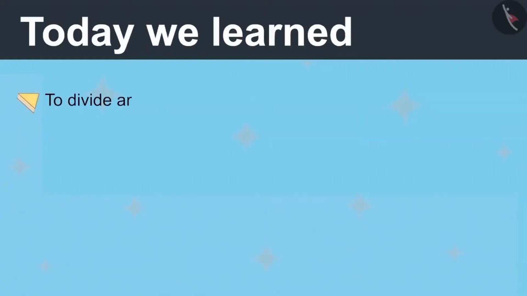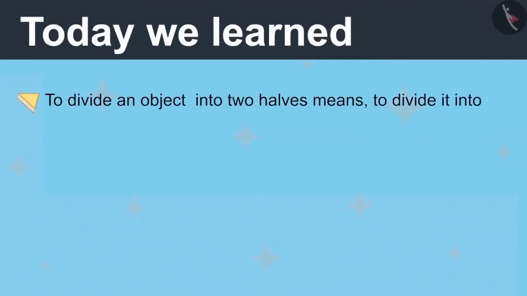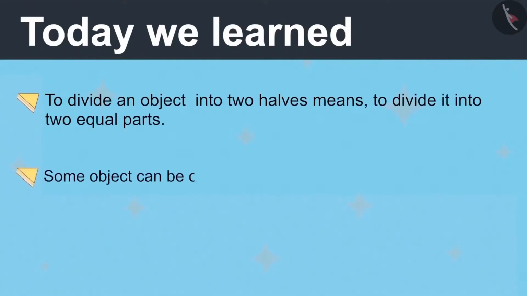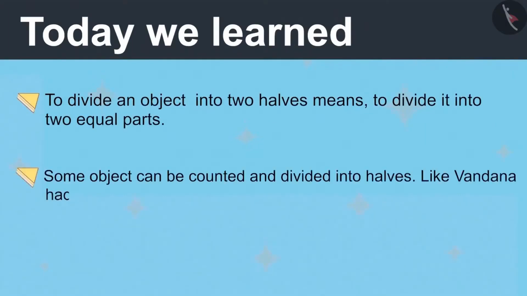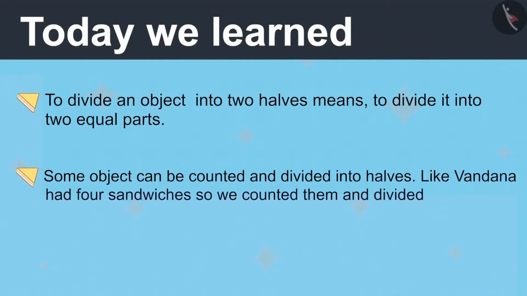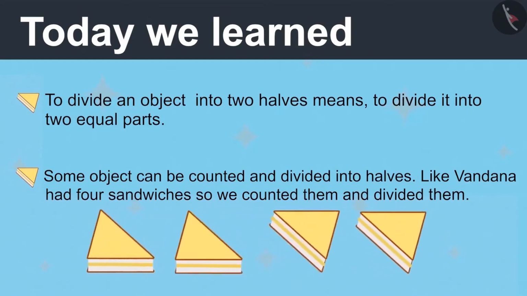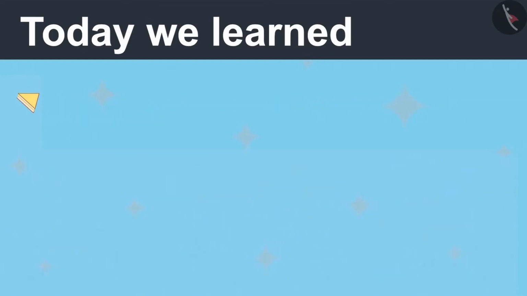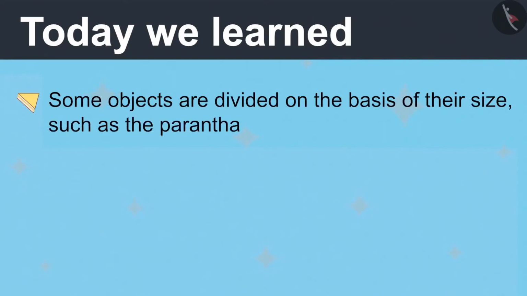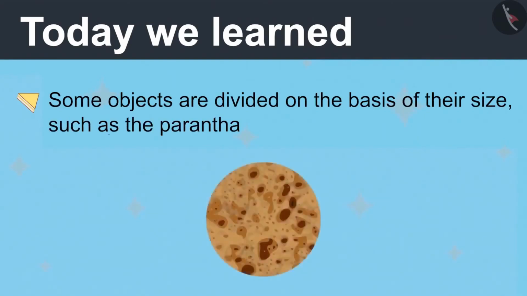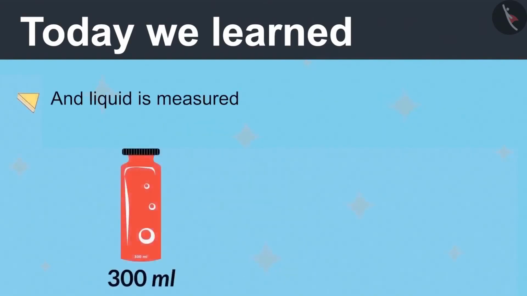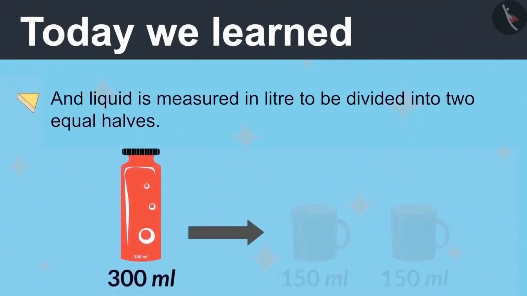Today we learned that to divide an object into two halves means to divide it into two equal parts. Some objects can be counted and divided into halves. Like Vandana had 4 sandwiches, so we counted them and divided them. Some objects are divided on the basis of their size, such as the paratha, and liquid is measured in liter or milliliter to be divided into two equal halves.